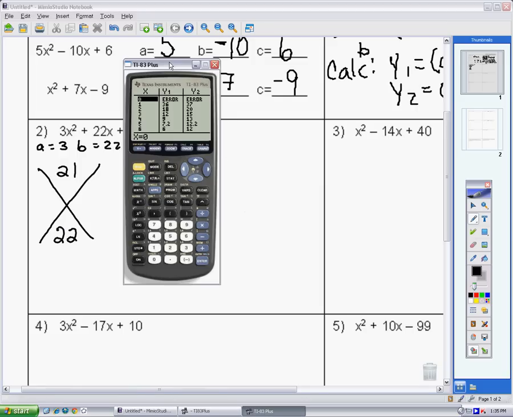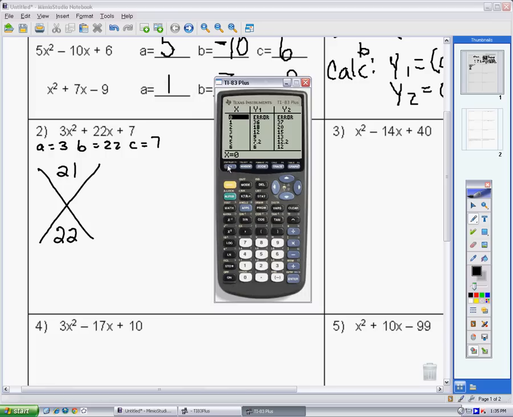pull up my calculator, and I'm going to change those numbers. So instead of 36, now I have 21, and I'm going to look at the table. And I want all of the ones, these are all of the factors here in the first two columns, and then I want to look at the sum. So I want the one that adds up to 22, and I see that right here.